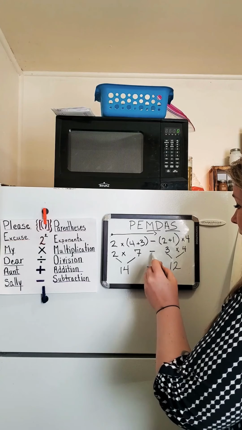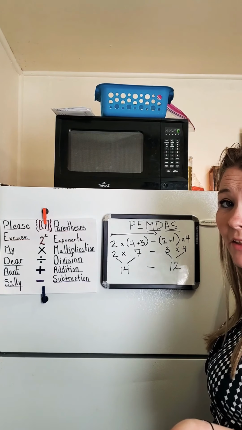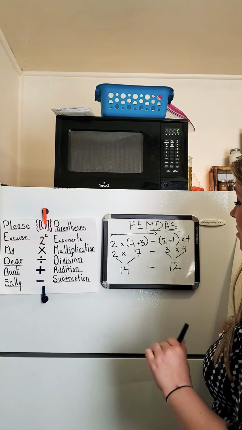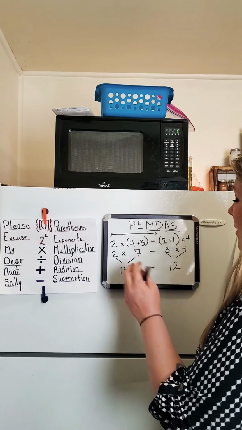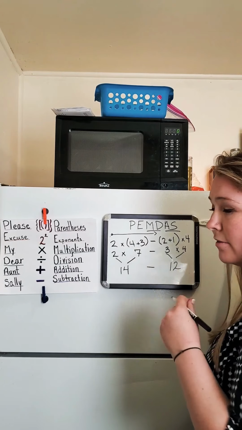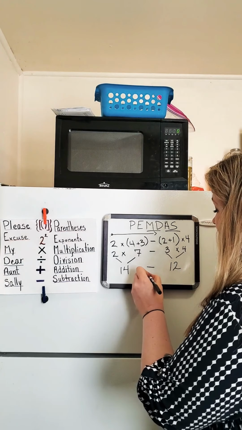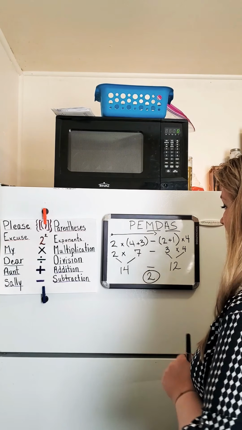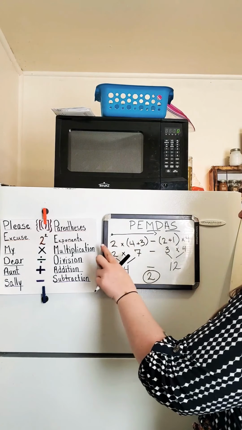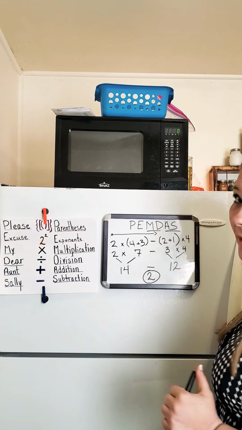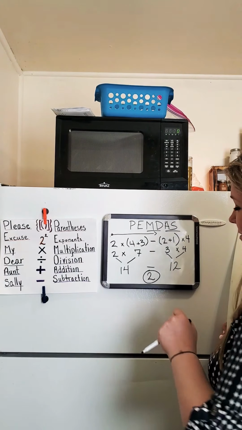And then I just have to make sure I bring down my sign because I don't have any other numbers to add in here. So my new problem is 14 minus 12. So 14 minus 12 is 2. Okay, so we're looking at this whole big problem with all of these numbers, and it ends up being 2 because of the way that we did it.